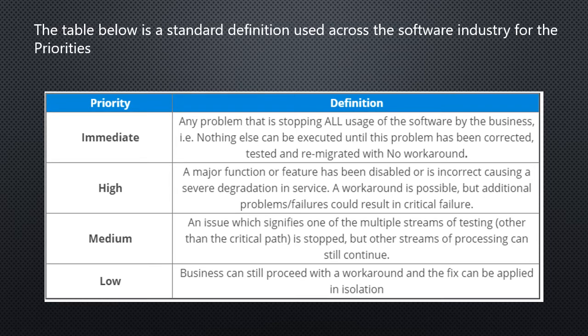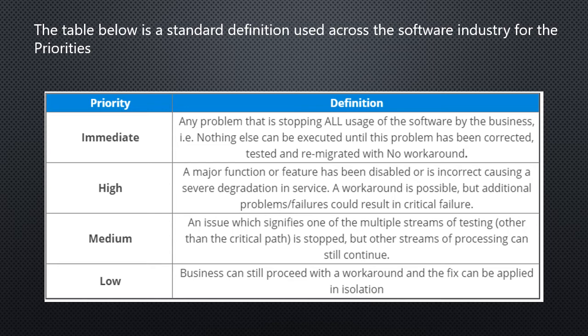The table below is a standard definition used across the software industry for the priorities. Immediate. Any problem that is stopping all uses of the software by the business, that is, nothing else can be executed until this problem has been solved or corrected.